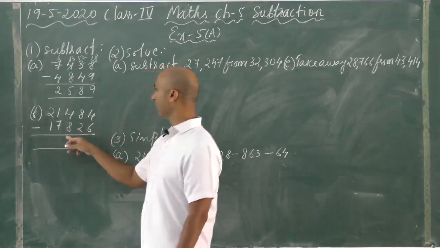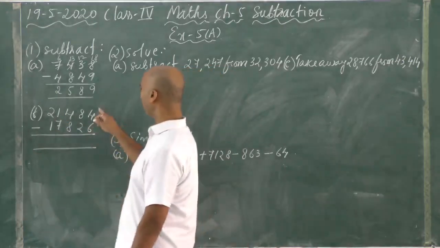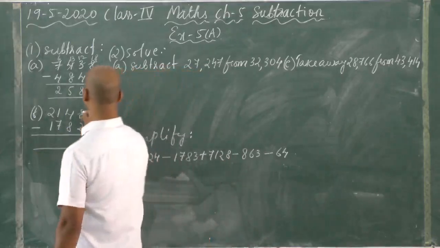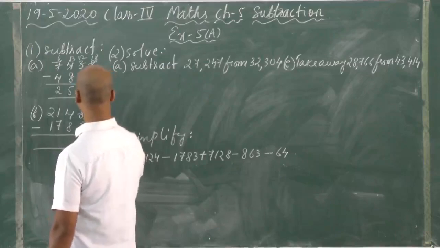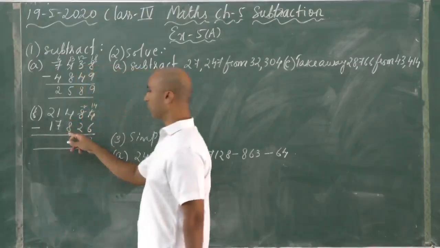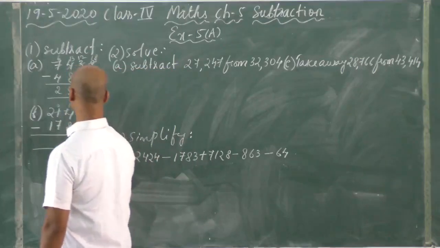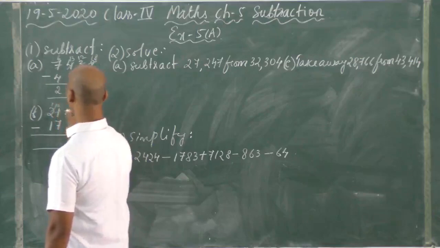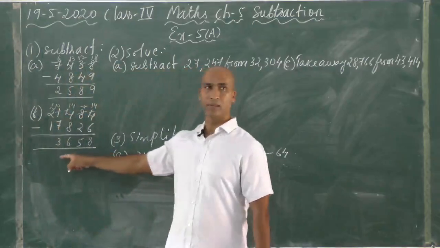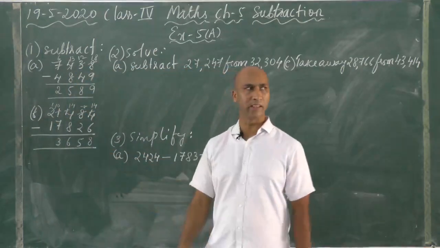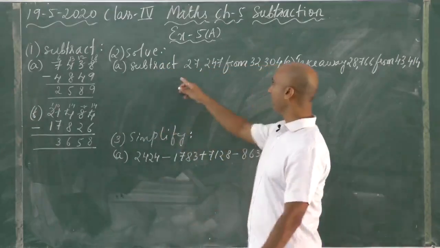Next question, 21,484 minus 17,826. This is question number F. So from 4 you cannot subtract 6, you will borrow. 8 will become 7, 4 will become 14. From 14, 6, 8. From 7 to 5. From 4 you cannot subtract, so you will borrow again. So it will become 0, 14. From 14, 8, 6. Again you will borrow 1, 10. From 10, 7, 3. From 1, 1, 0. So you will get 3658.